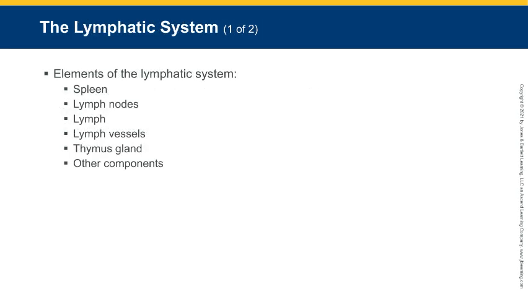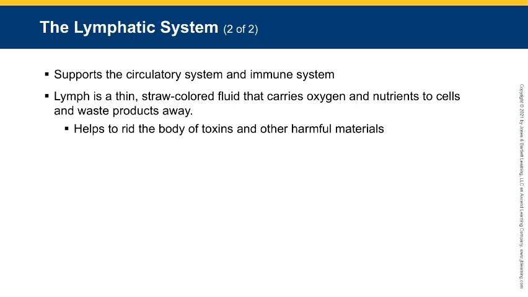The lymphatic system includes the spleen, lymph nodes, lymph vessels, thymus gland, and other components. It supports the circulatory and immune systems. Lymph is a thin, straw-colored fluid that carries oxygen and nutrients to cells and waste products away, helping to rid the body of toxins and other harmful materials.